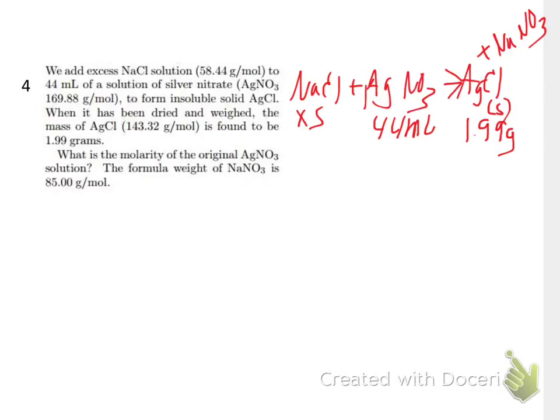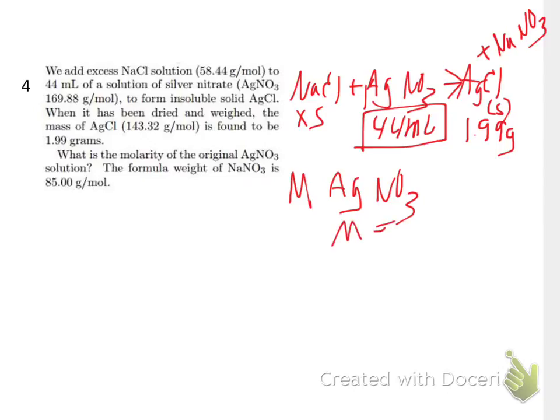Okay, and what we want to know is what is the molarity of the silver nitrate that we started with. So if you look at the silver nitrate, we are given the volume. In order to get molarity, molarity is moles over liters. I can convert that to liters. What I need to find is the moles. So I'm going to set up my stoich to find moles.